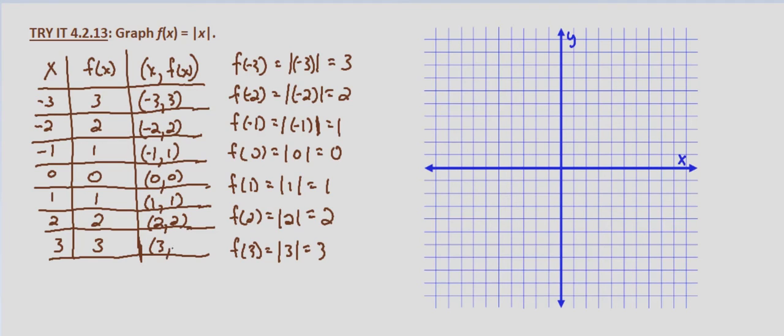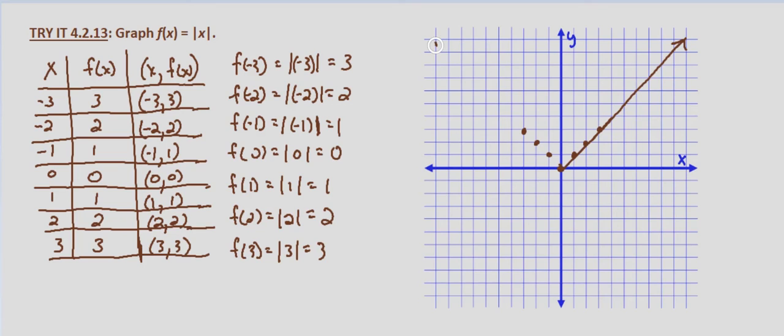and 3, 3. So we plot those points, -3, 3, -2, 2, -1, 1, 0, 0, 1, 1, 2, 2, and 3, 3. Now we're not going to go below 0 because an absolute value is never negative. So essentially we are just connecting the dots in both directions going up.